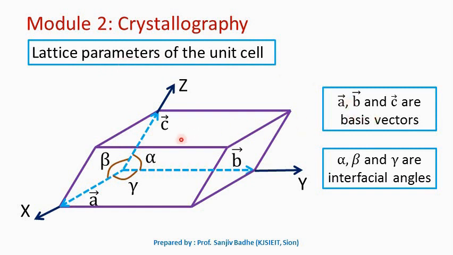Values of these lattice parameters of the unit cell will decide the shape of the unit cell, and depending on the shape of the unit cell, the crystal structure is decided. So what type of crystal structure is followed depends on the values of these basis vectors a bar, b bar and c bar and interfacial angles alpha, beta and gamma. If a equal to b equal to c and alpha, beta, gamma all are 90 degrees, then the shape of this unit cell will be cubic. So the values of a, b, c, alpha, beta, gamma decide the shape of the unit cell and the type of crystal structure followed inside the crystal by the atomic arrangement.